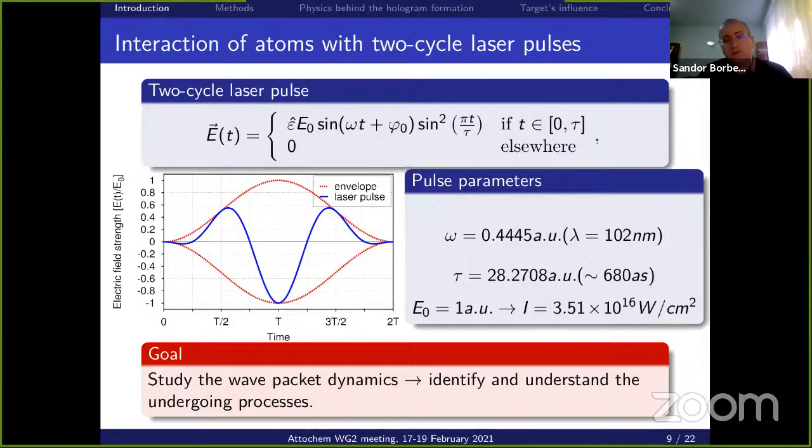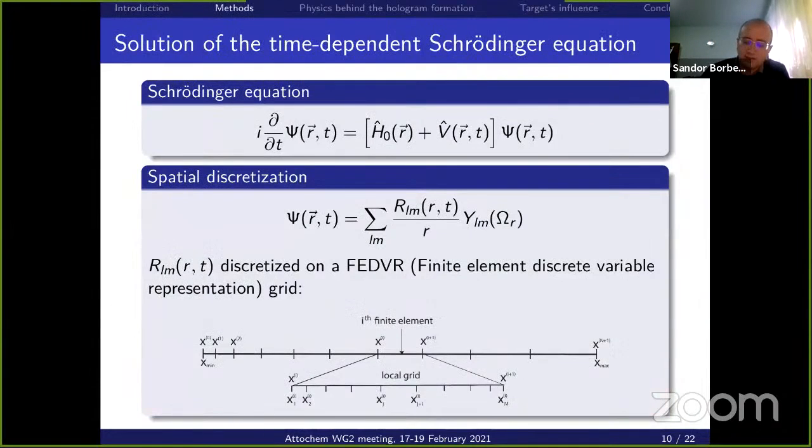In order to study these interference effects, we used a two-cycle laser pulse. It's a time-symmetric laser pulse. We chose this pulse shape in order to have the spatial interference as the dominant interference effect in the momentum distribution of our continuum electrons. Our main goal was to study the wave packet dynamics and to identify and understand the ongoing processes. As a tool, we used the numerical solution of the time-dependent Schrödinger equation for single active electron systems.